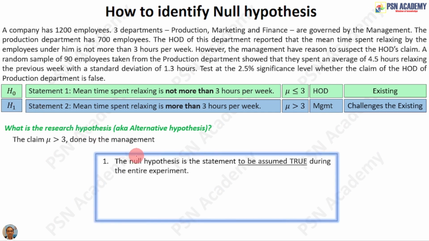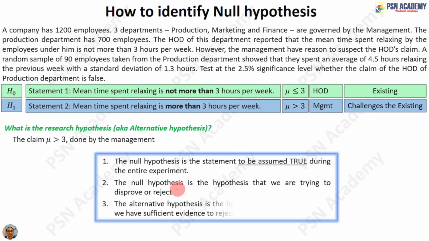Now regarding the null hypothesis, we have to say something. This hypothesis is always assumed to be true. So we should try to disprove or reject the null hypothesis. If we can reject the null hypothesis, then the alternative hypothesis will be accepted. And if we cannot reject the null hypothesis, that means we fail to reject the null hypothesis, then the null hypothesis will be accepted as true.